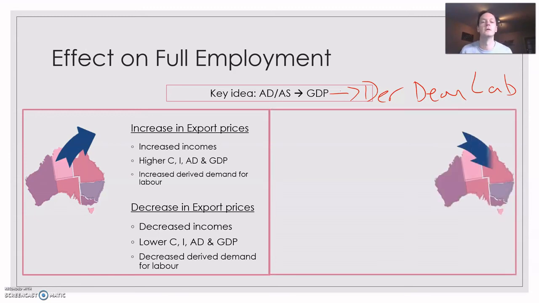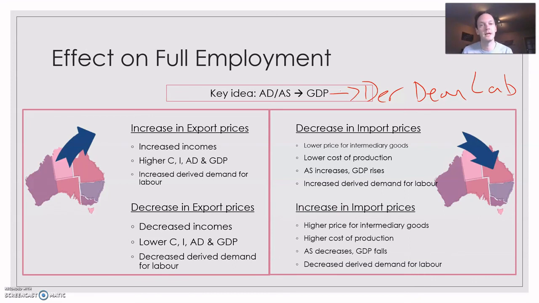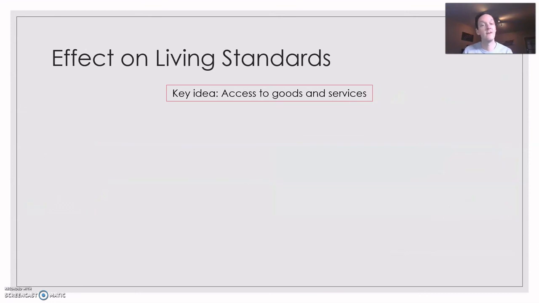All right, here we go. When we have a decrease in import prices, that results in a lower price for intermediary goods. The oil was our example that we used. Lower cost of production, aggregate supply, GDP, boom, increase in the derived demand for labour. They're going to need more workers as GDP rises, as production rises. And the opposite is the case with import prices. If there's an increase to cost of production due to higher import prices, GDP will fall and there will be a decreased derived demand for labour.